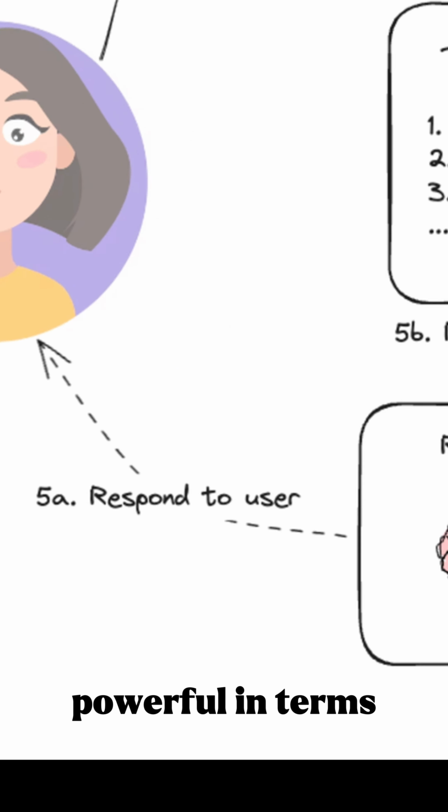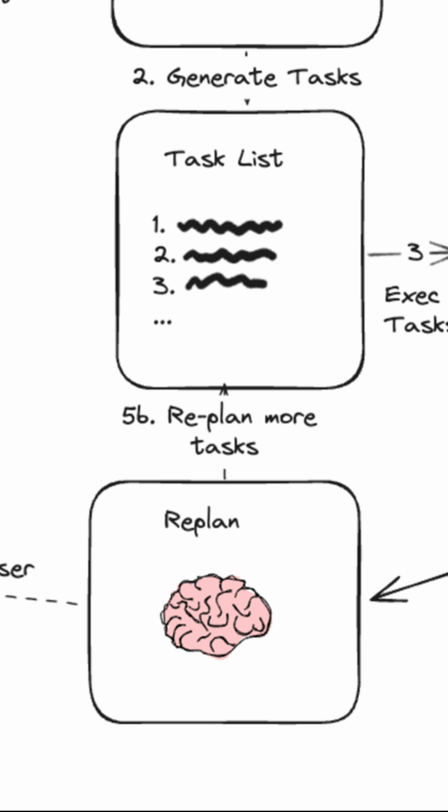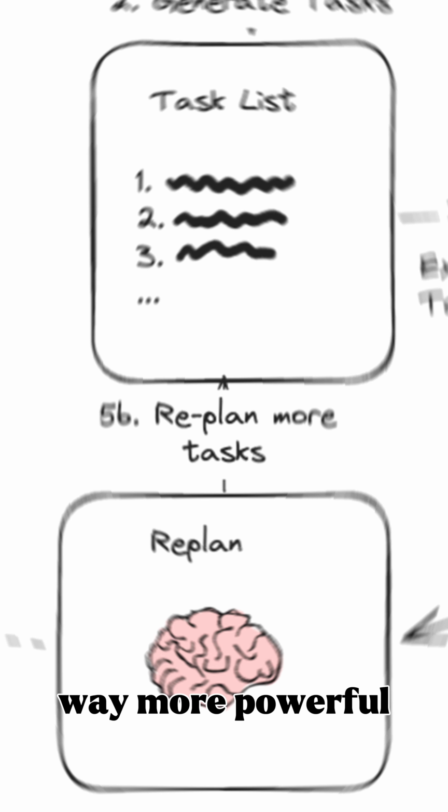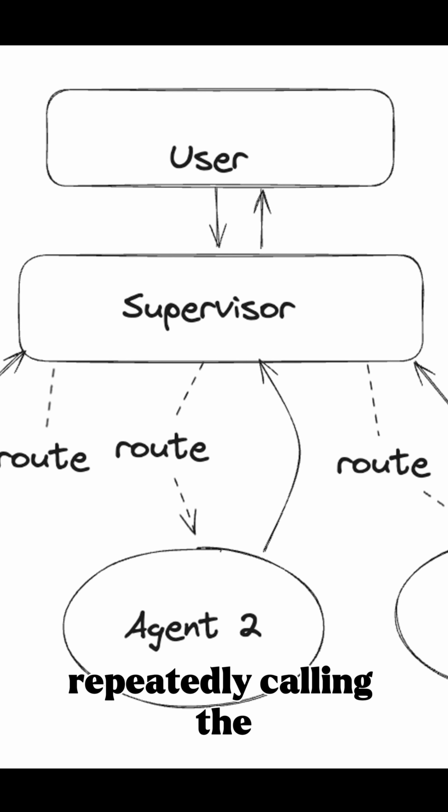This is super powerful in that the replanner can, while executing the original plan, think about whether this plan is still the best to be executed, and can then, as the name says, replan what still needs to be executed, so there is some flexibility in the actual workflow. This is, in my opinion, way more powerful than a supervising agent, because I often came into the pitfall of the supervisor being stuck repeatedly calling the same agent.